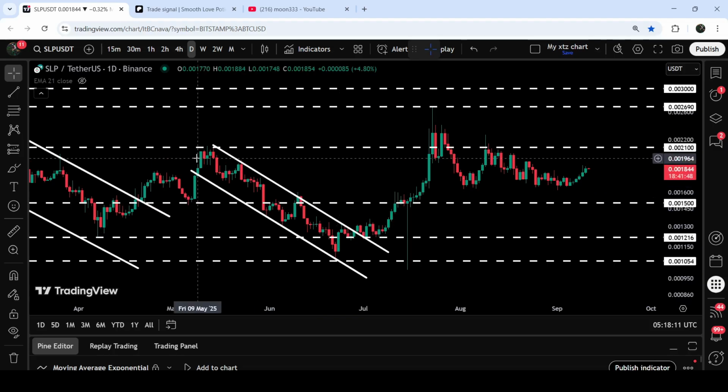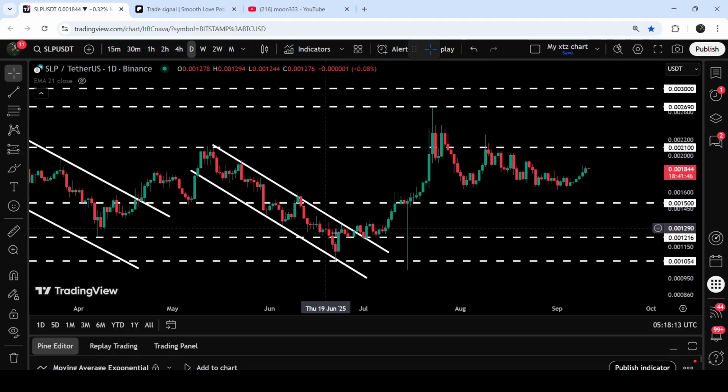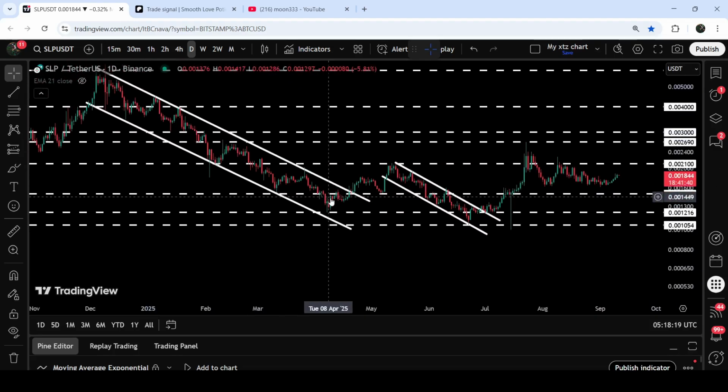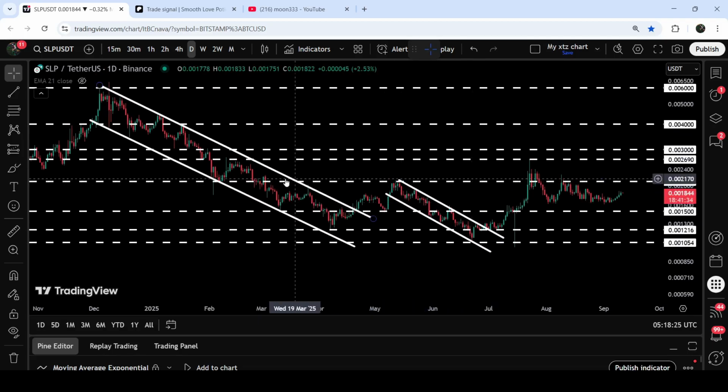On a daily time frame chart, the price on SLP has recently broken out of another channel. Before that, we had already broken out of this down channel. After the breakout, the price was stuck inside this smaller down channel. And by the way, we also got rejected by this resistance of $0.0021. That was previously acting as a support here, almost as a resistance here, and again worked as a resistance.